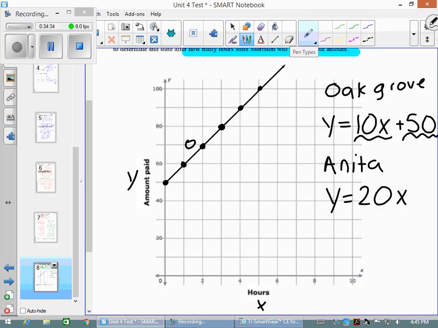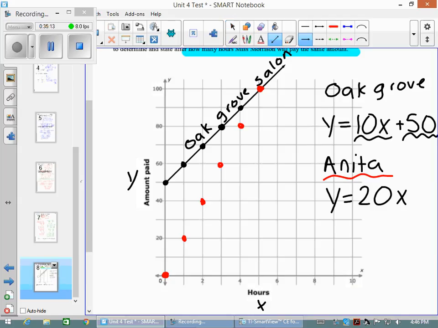Our second one, Anita, we did not have a y-intercept here because she didn't charge an initial fee. Her consultation was free. So we are going to start at the origin of 0, 0. And she's charging $20 an hour. So each time we go over an hour, we need to make sure we're going up $20. 1 hour, $20, 1 hour, $20. And lastly, just make sure you label it so you know what we're talking about.